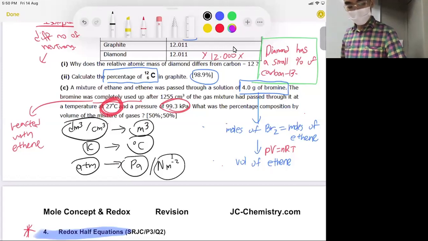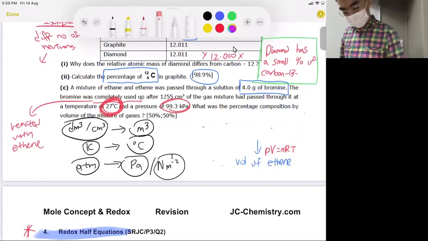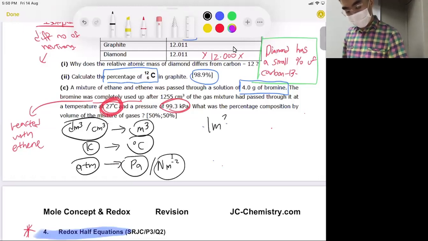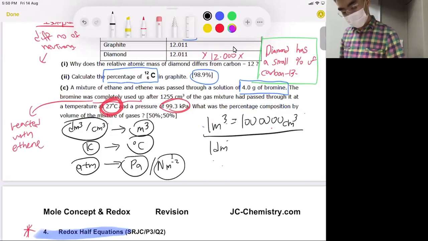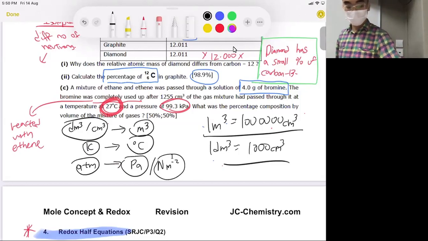Remember something, those of you who are calculating and didn't get the answer, you probably need to remember that 1 meter cube is 1 million cm cube. This is just a mini fact, in case you forget. 1 dm cube is 1000 cm cube. Very important.